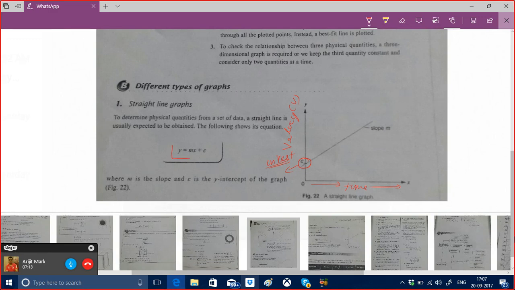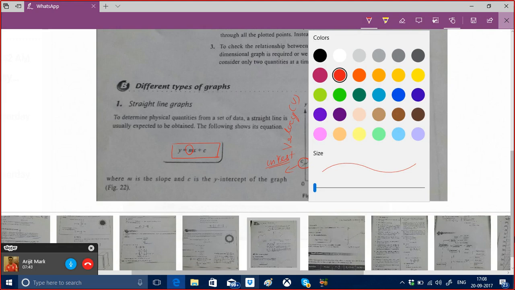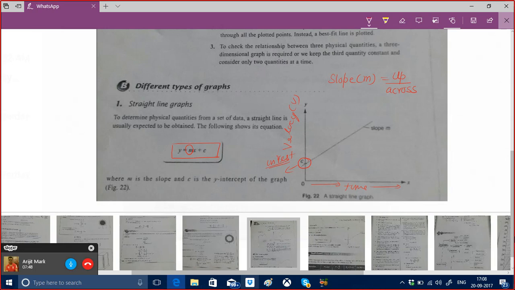y equals mx plus c. In this, m is your inclination, which is also known as slope, defined by the symbol m. Fundamentally, with respect to the graph, slope equals up upon across. Now you can ask me, what does it mean, sir? You can understand it this way.